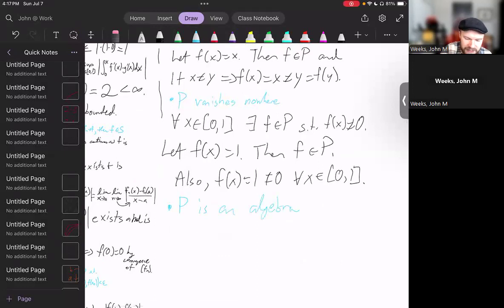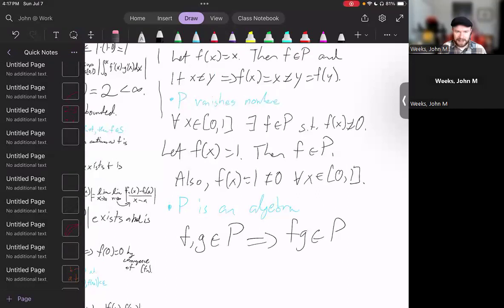We recall that something is an algebra if whenever you have two functions inside of that space, then their product is also inside of that space. If f comma g, these two functions, are inside of the set P, then in fact their product is inside of the set P. Well, how would we show that?